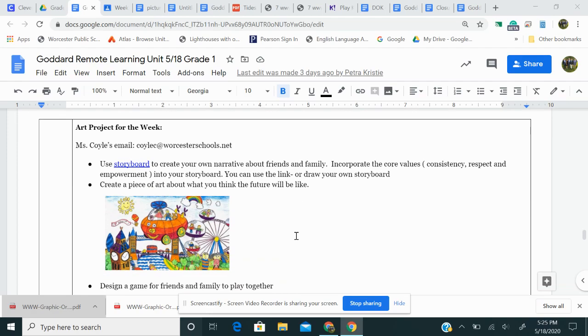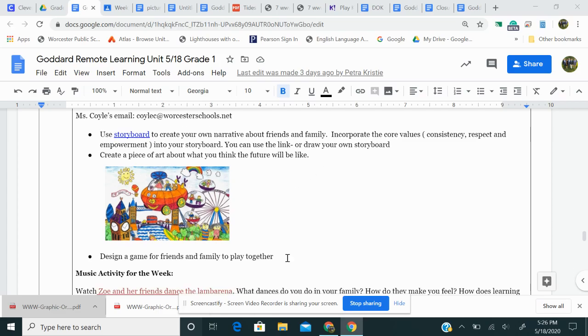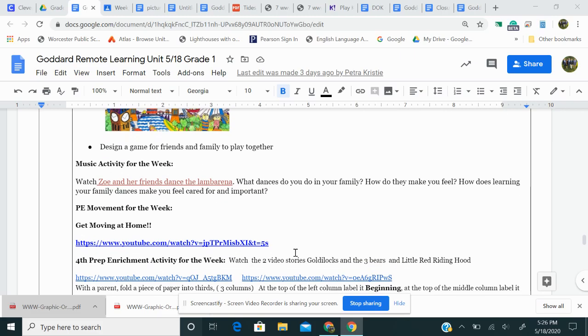Miss Coyle's art projects. I believe I read the first one was to create a storyboard to create your own narrative about friends and family. You can incorporate the core values of consistency, respect, and empowerment into your storyboard. You can use the link or draw your own. Or you can create a piece of art about what you think the future will be like, using this visual here. Or you can design a game for friends and family to play together. Don't forget to share any of your work with Miss Coyle, and her email address is right up here.